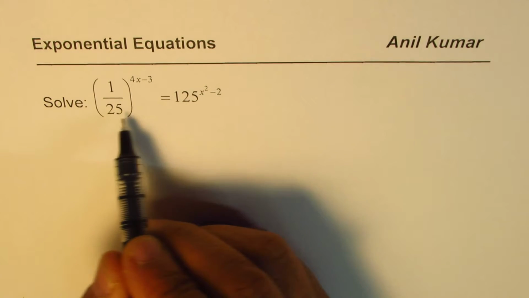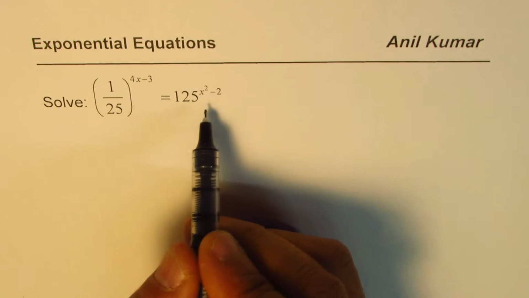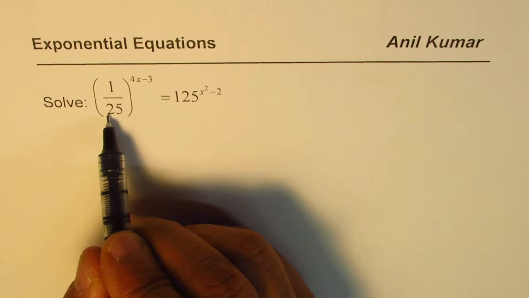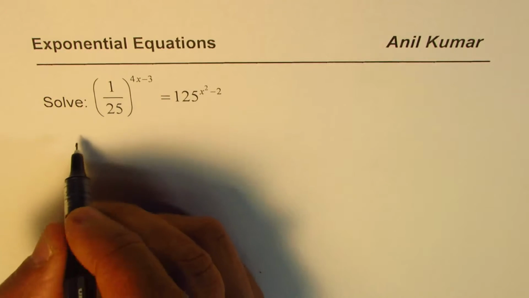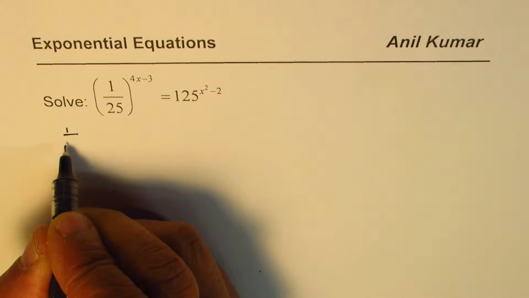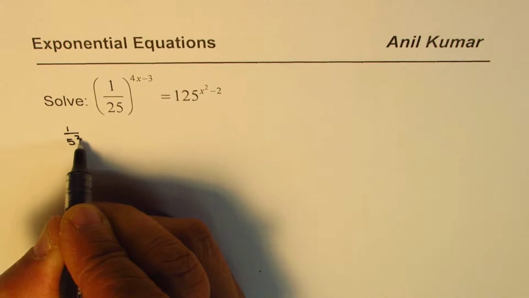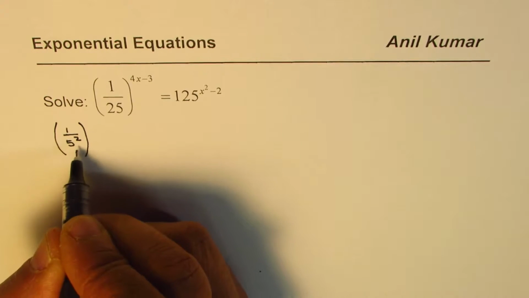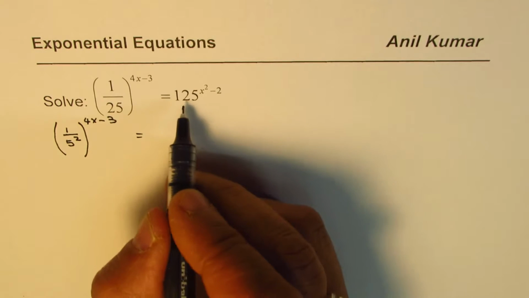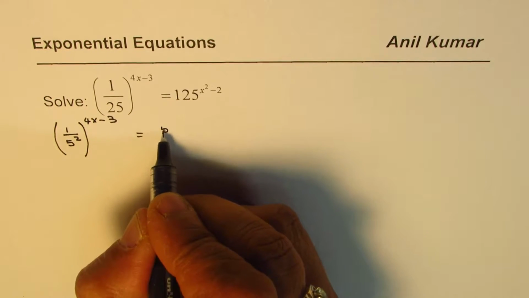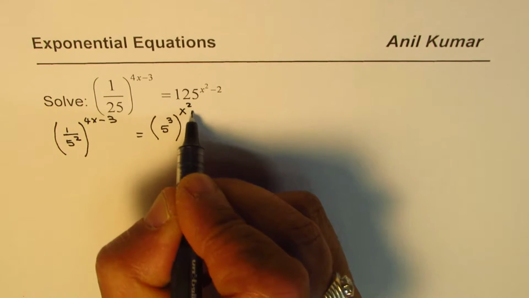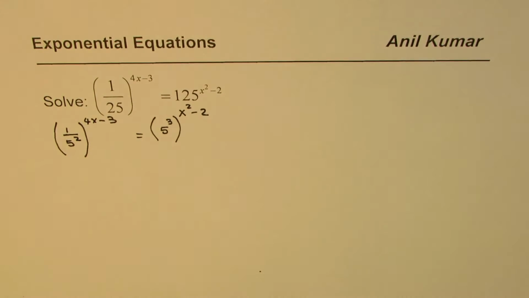Now when we have different bases, we can find a common base, and in this case 5 seems to be a common base. So I'll write 25 as 5 squared. So what do I get? I can write this 1 over 25 as 1 over 5 squared, and this all is to the power of 4x minus 3, and on the right side 125 is 5 cubed, so I'll write this as 5 cubed to the power of x squared minus 2, correct? So that is the first step.